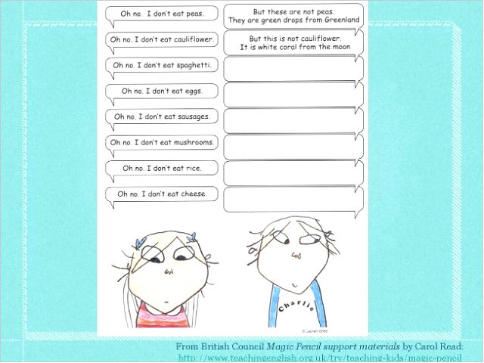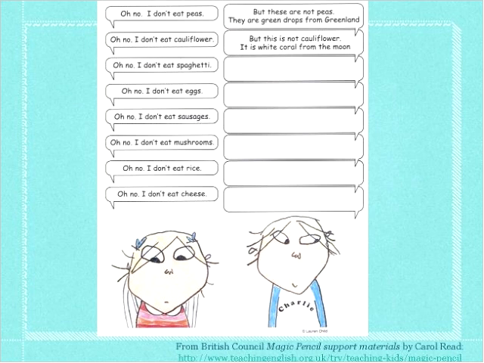But here, for example, from the story, Lola actually says in the story, "Oh no, I don't eat peas." And Charlie says, "But these are not peas, they are green drops from Greenland." And Lola says, "Well, I might just try one." So then we've got other food that isn't directly in the story. The second one there is an example for the children. "Oh no, I don't eat cauliflower. But this is not cauliflower. It is white coral from the moon."